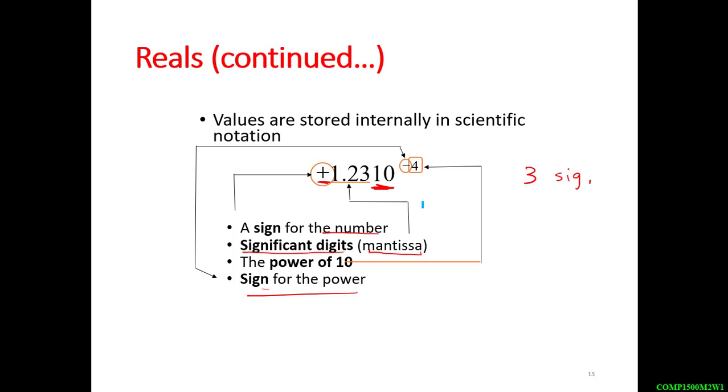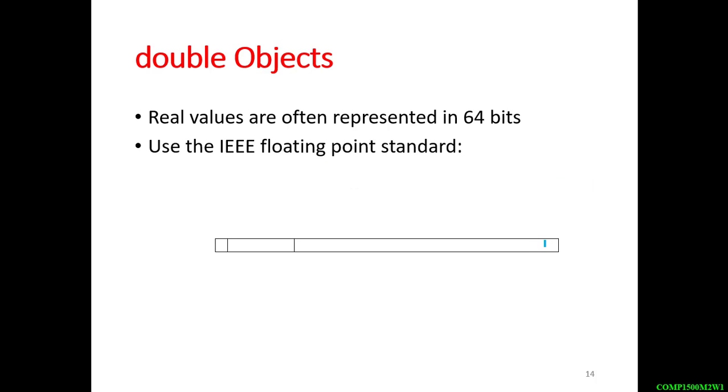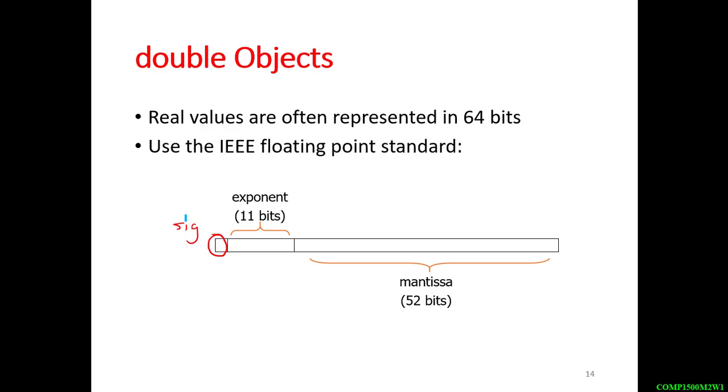So the double objects, as we spoke earlier, this one has this bit as sign. Then you have 11 bits for the exponent, and you have 52 bits for the mantissa. So this is in total 64 bits. This is the IEEE standard for floating points.